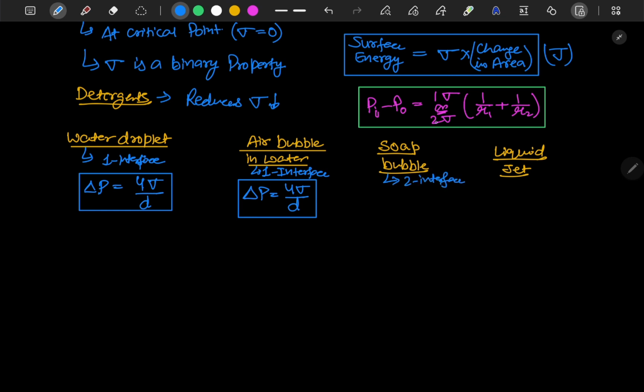Two interfaces in case of your 2 sigma, and 1 sigma in your one interface system. So delta P here is your 8 sigma by D. Now if we talk about a liquid jet, then in a liquid jet your R1 is equal to R and R2 is equal to infinity, because it is like a straight line, something like this. So if we substitute this, we will obtain delta P is equal to 2 sigma by D, because it is a single interface system.